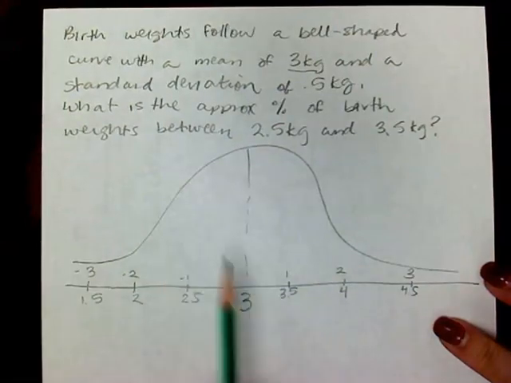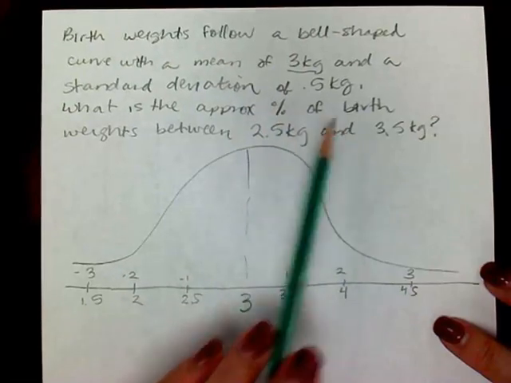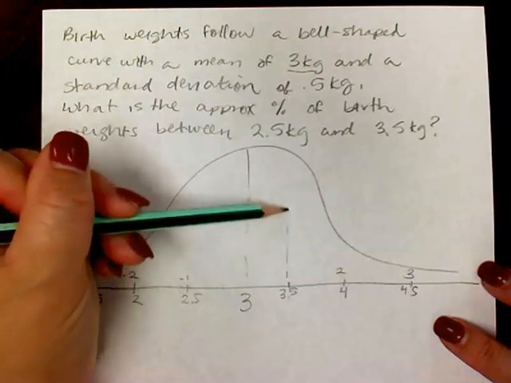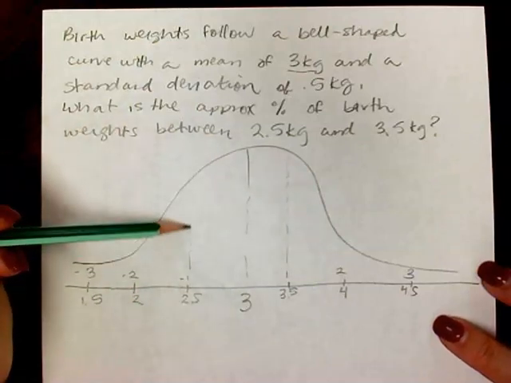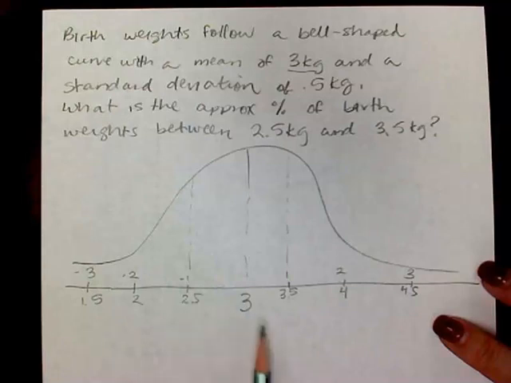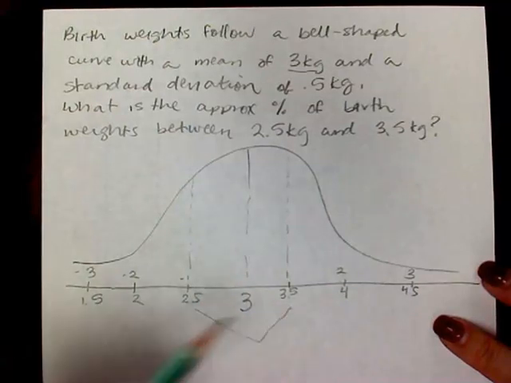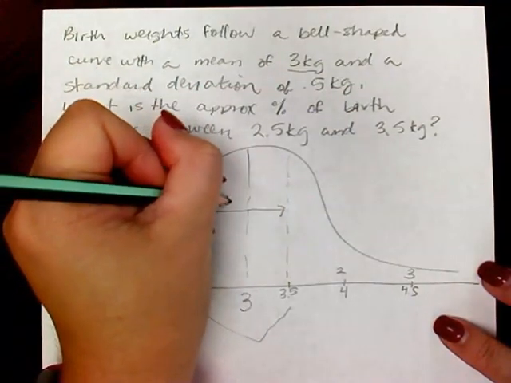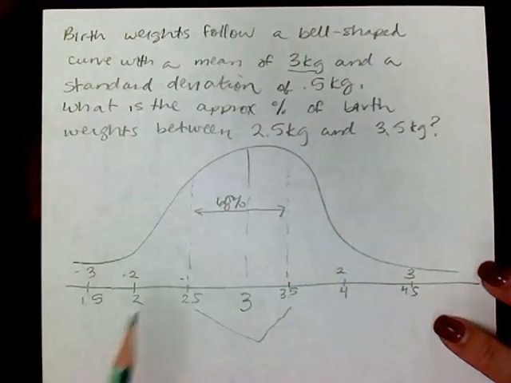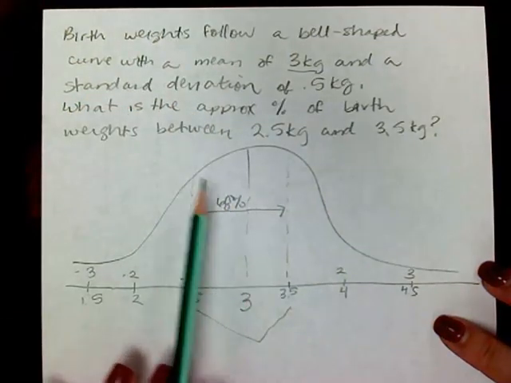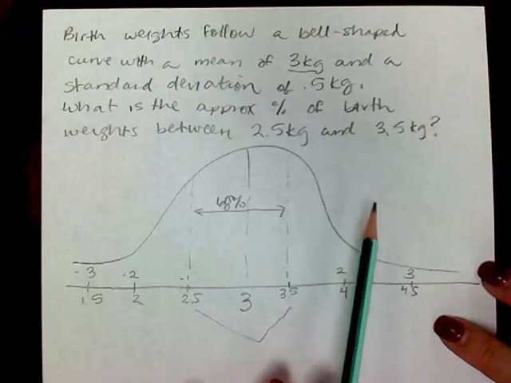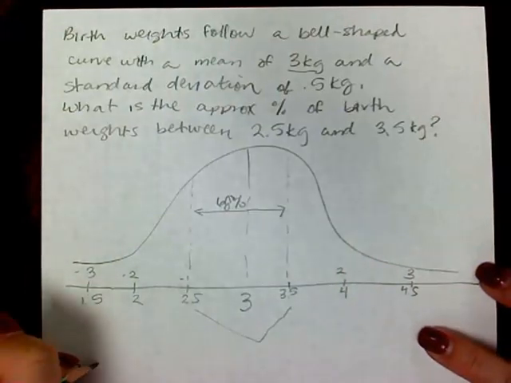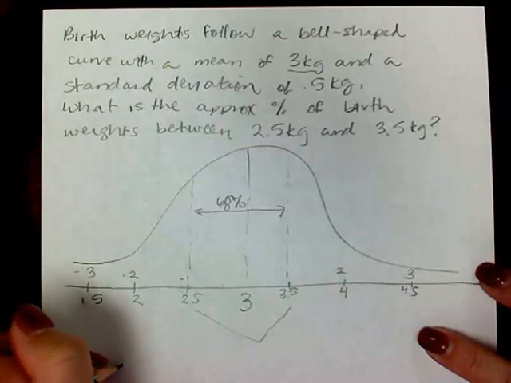So the question again is, what is the approximate percentage of birth weights between 2.5 and 3.5 kilograms? And this one's pretty easy because it's only asking us this area to this area, which is 1 deviation above and below the mean. So 2.5 to 3.5. And we already know that according to the empirical rule, that would be 68%. So 68% of birth weights are between 2.5 kilograms and 3.5 kilograms. Now, let's say the question was actually 2.5 to 4.